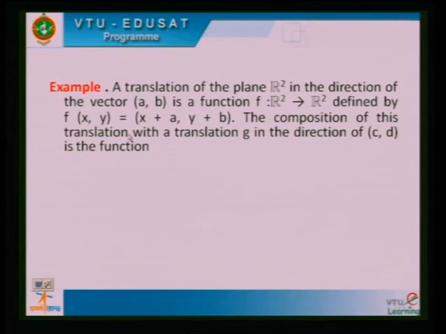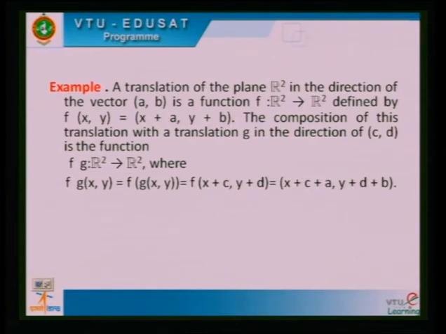The composition of this translation with a translation g in the direction (c, d) is the function mapping to R square, where f of g of (x, y) is equal to f of (x plus c, y plus d). That can again be written as x plus c plus a, because f of (x, y) can be written as (x plus a, y plus b). You can operate it here.